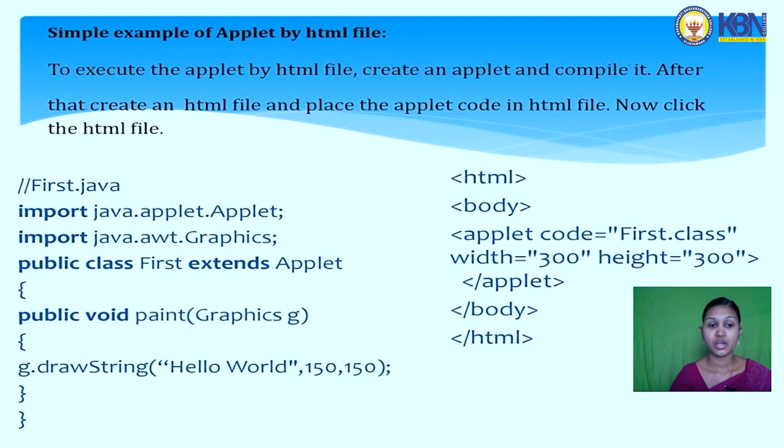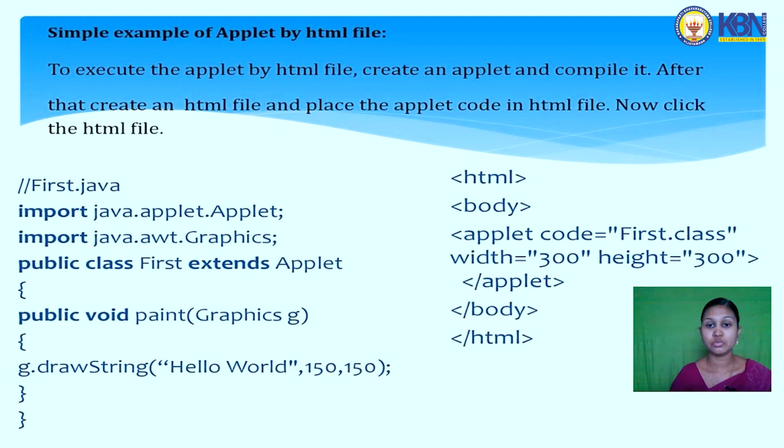Here see, I display Hello World and I am giving 150 and 150. This means I am giving the output size in the web browser: height is 150, width is 150. Now coming to the HTML file. All of you know HTML means hypertext markup language. This is the starting tag of the HTML. Then coming to the body tag. The main content of the information should be displayed in the body.